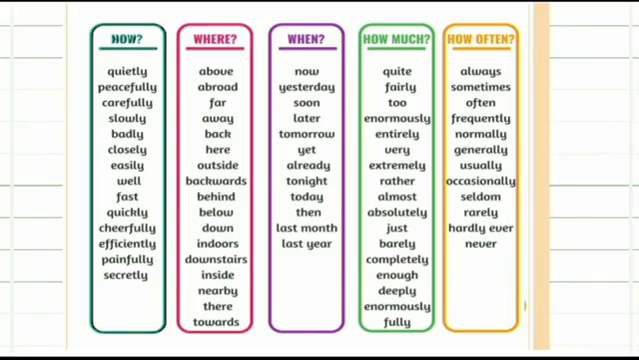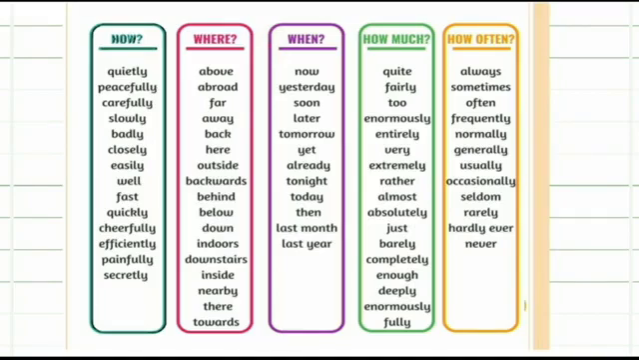If you want to use below in a sentence, how can you use that word below? Right? When? You want to talk about when something happened. Which adverb are you going to use? There are many choices for you to choose from. Now, yesterday, soon, tonight, last month, last year. All of those are adverbs that tell us when something happens.